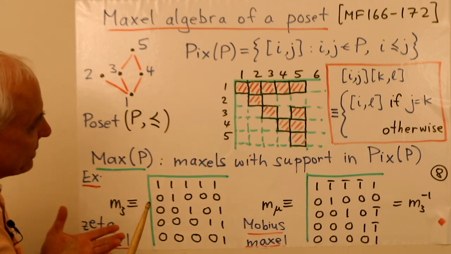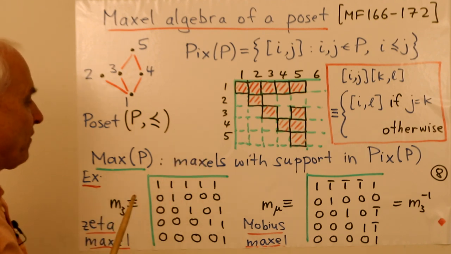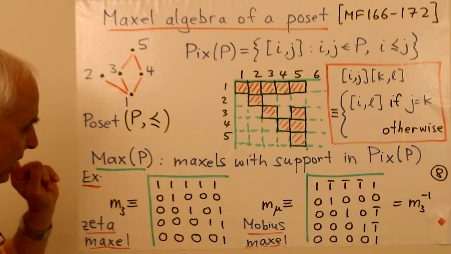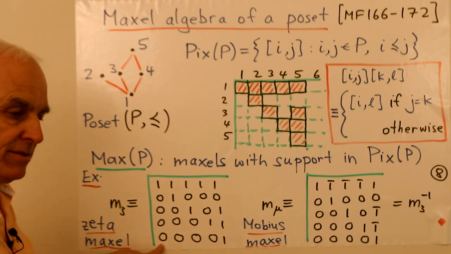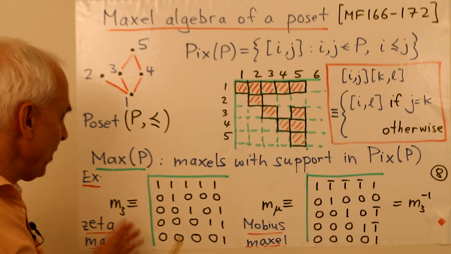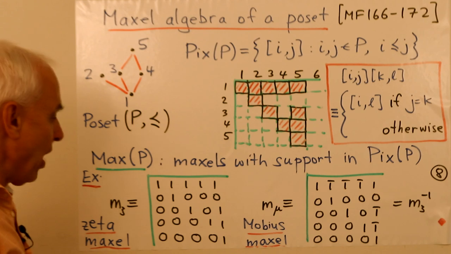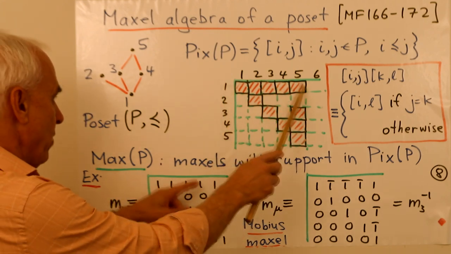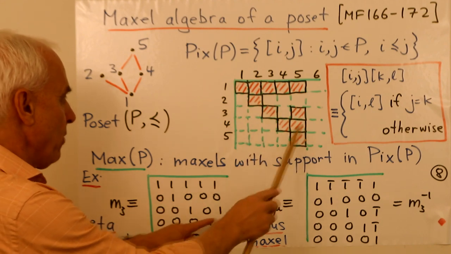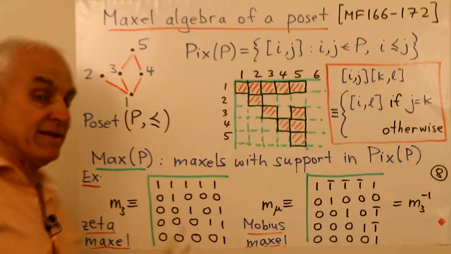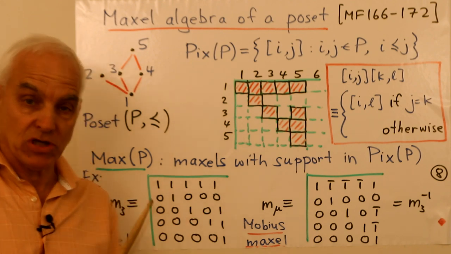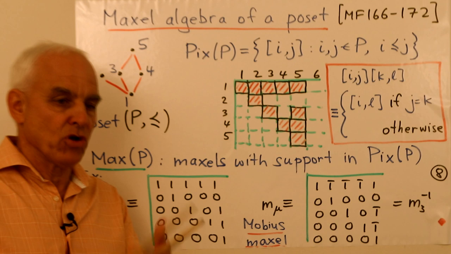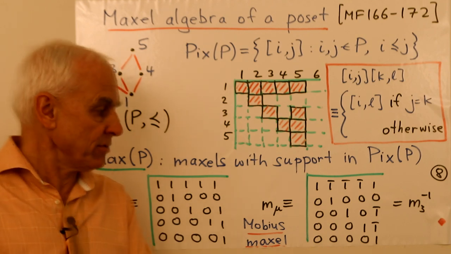So we get a nice little algebra of pixels, Max of P, and here is a very special element in that algebra. It's the maxel that has a 1 in each one of these spots: 1, 1, 1, 1, 1, 1, 1, 1, 1, 1, 1. We might call that the zeta maxel of the partially ordered set. That's in correspondence with terminology that the combinatorialists use.